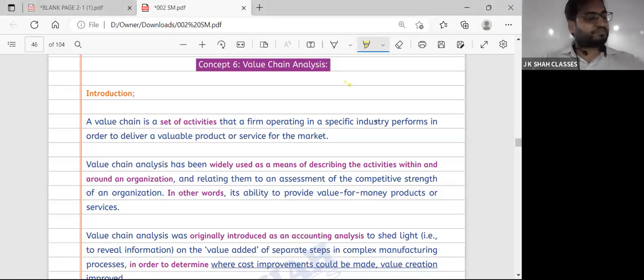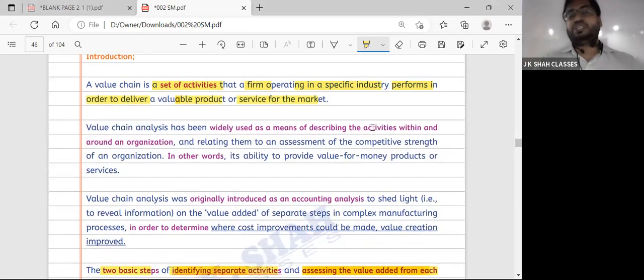So let's talk about the introduction first. Value chain. What is value chain? A value chain is a set of activities that a firm operating in a specific industry performs in order to deliver a valuable product or service for the market. Value chain has been widely used as a means of describing the activities within and around the organization. So within the organization also and around.